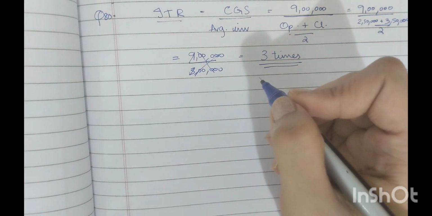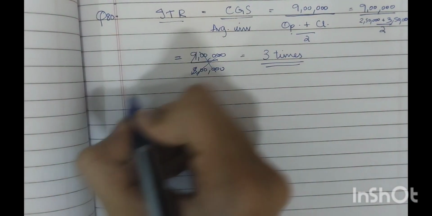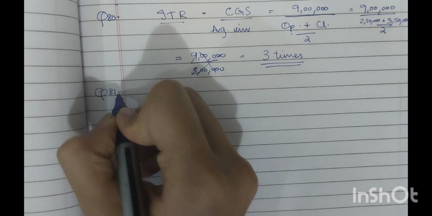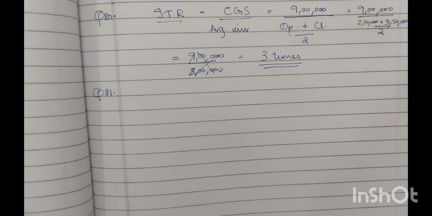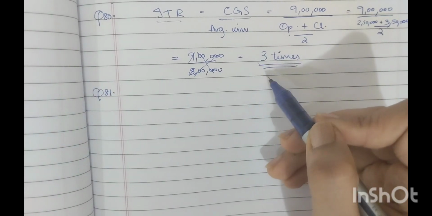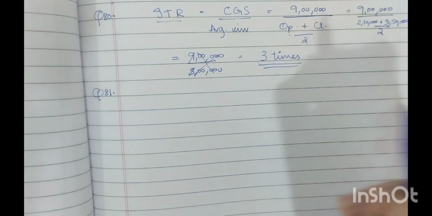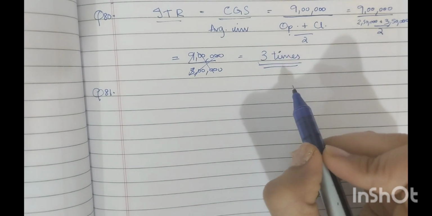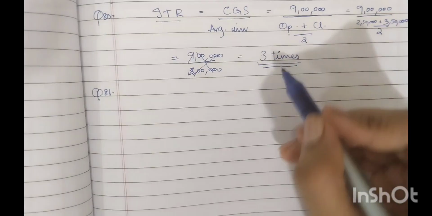Alright, then question 81. So 3 times, as I mentioned, shows the number of lots in which we bought the goods. So this states that in a year we bought the goods 3 times. So every 4 months we bought the goods.